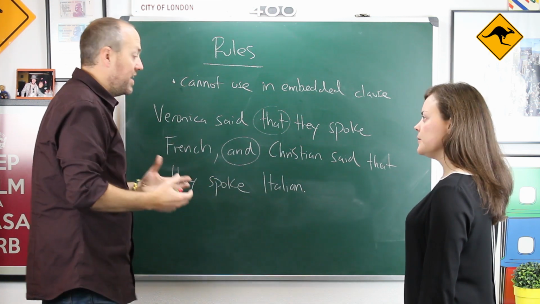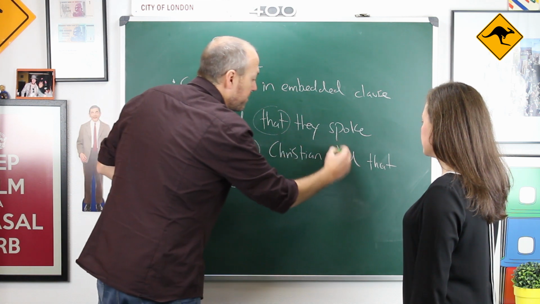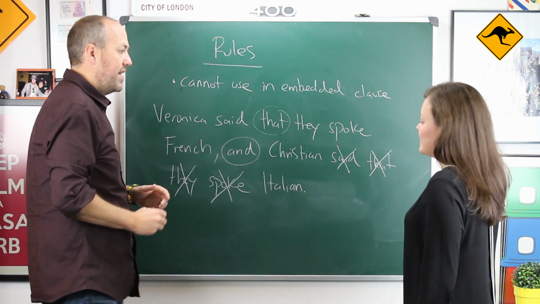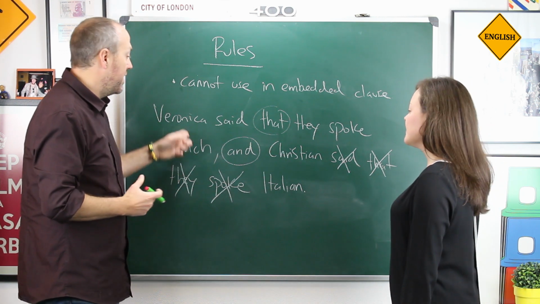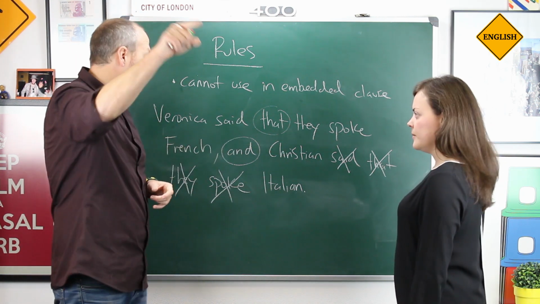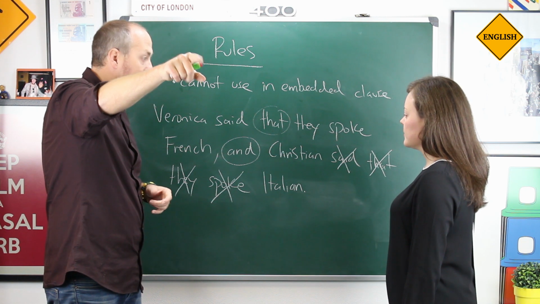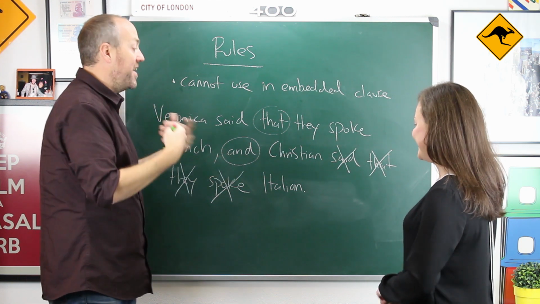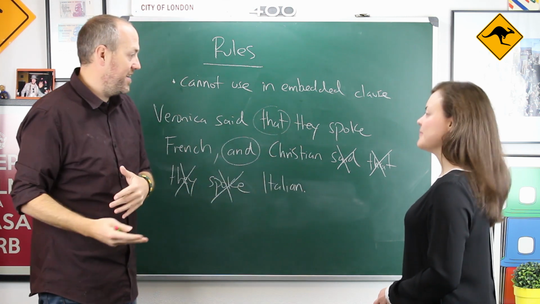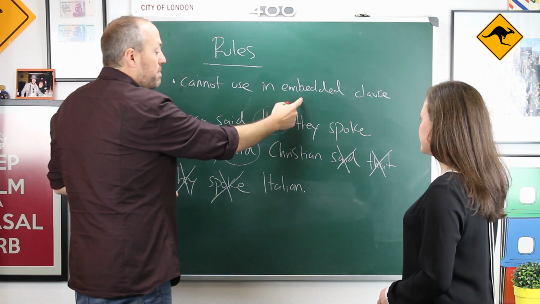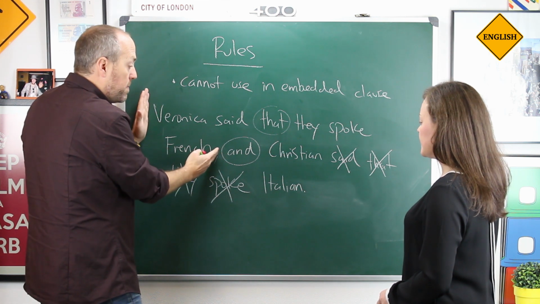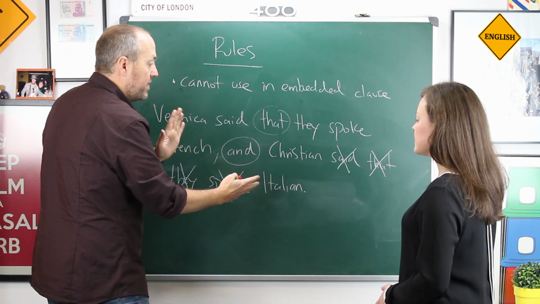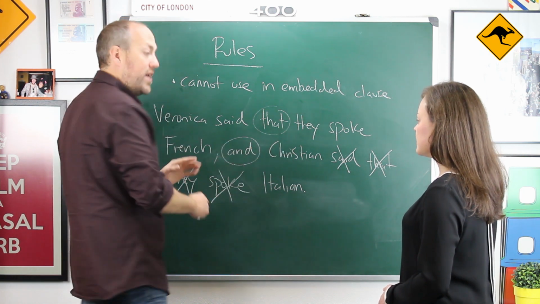Because if we eliminate this, then it changes the meaning. "Veronica said that they spoke French and Christian Italian." But this is different from "Christian said they spoke Italian." So if we have an embedded clause, if the first part or the second part of the sentence has different subjects, we cannot use gapping.